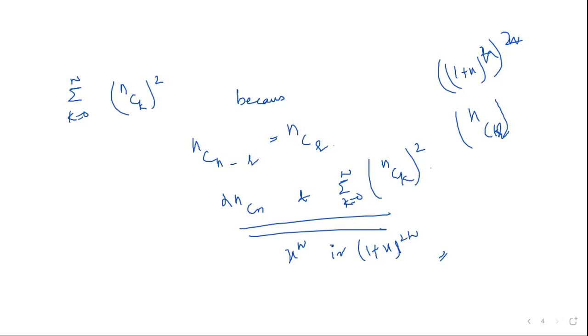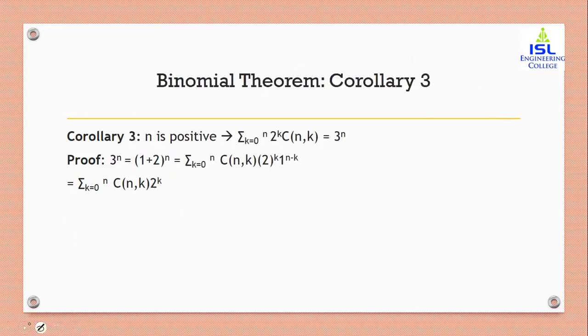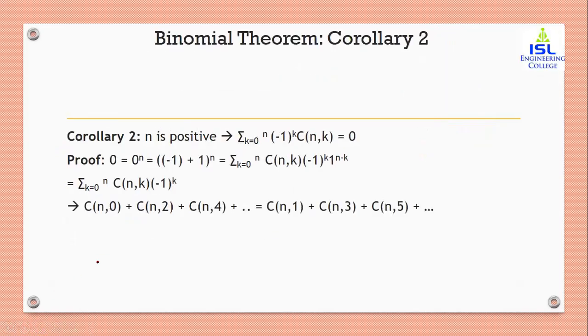So, let me just explain it again on the slide. Over here, 2 power n is basically (1 plus 1) whole power n. And the sum for k equal to 0 to n of nCk can be written as 1 power k into 1 power n minus k. So basically in these two terms, instead of taking x, we are taking 1 only to explain it in a simpler way. Similarly, if k is equal to 0 to n, if we have minus 1 power k into nCk, it will be equal to 0.